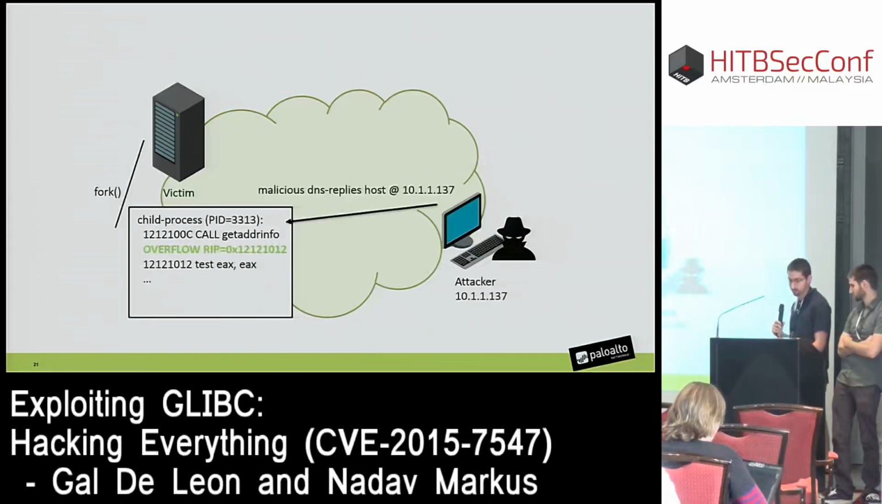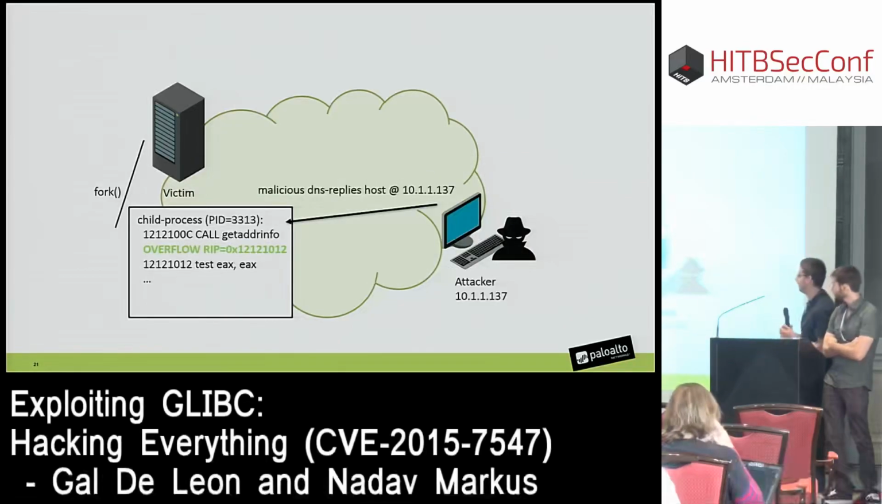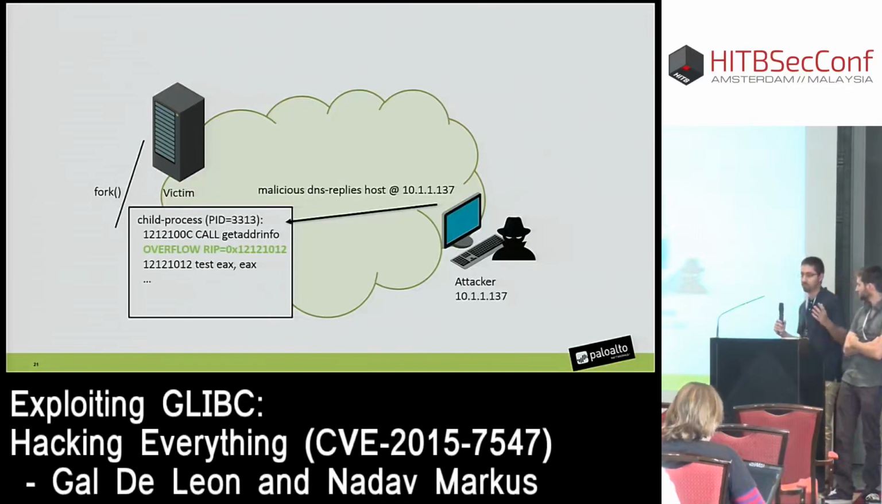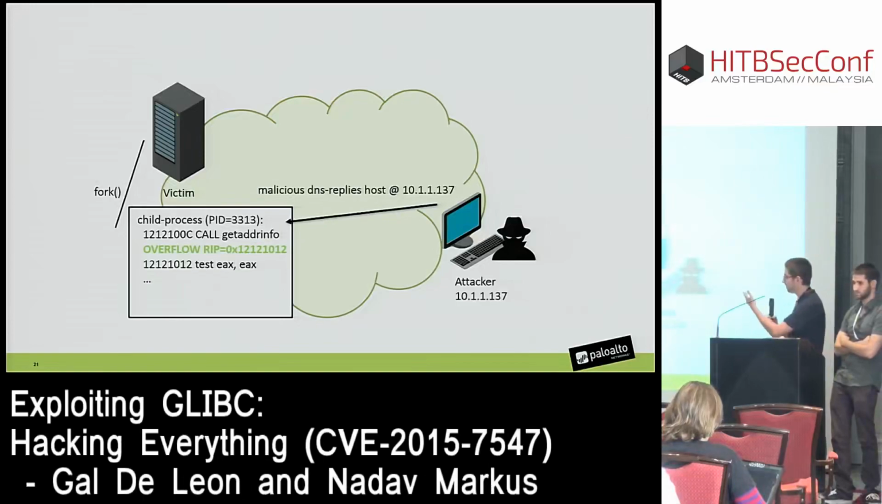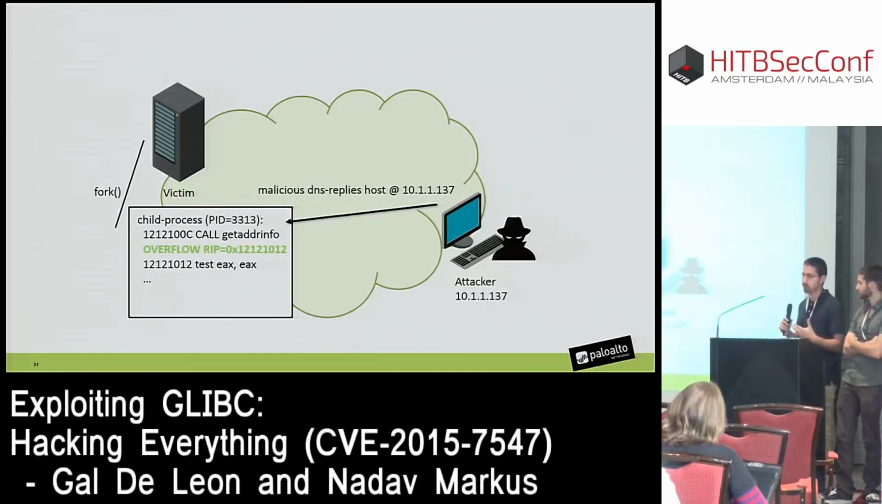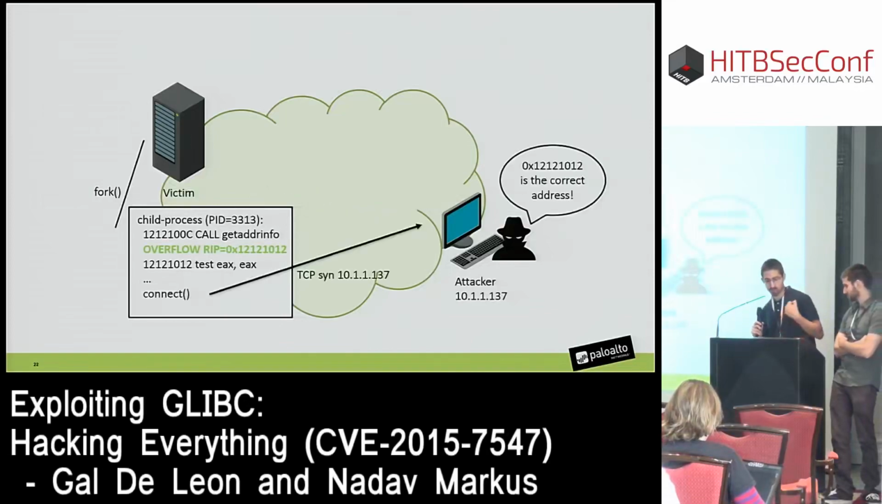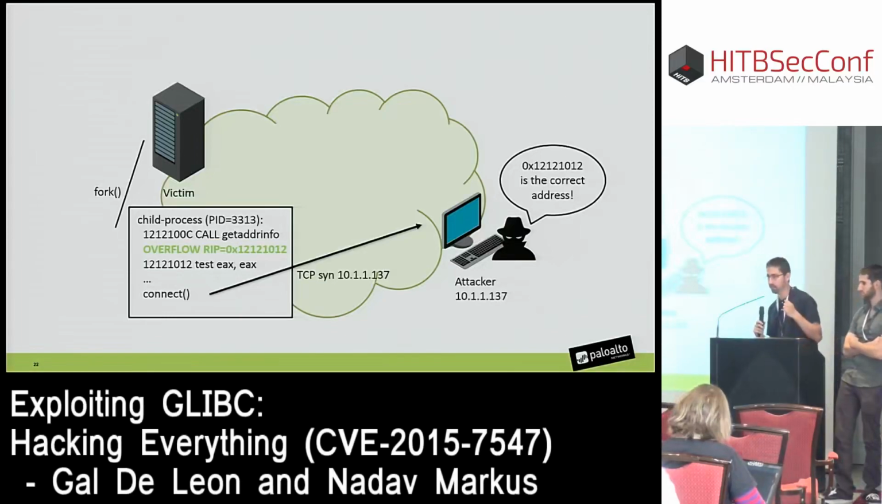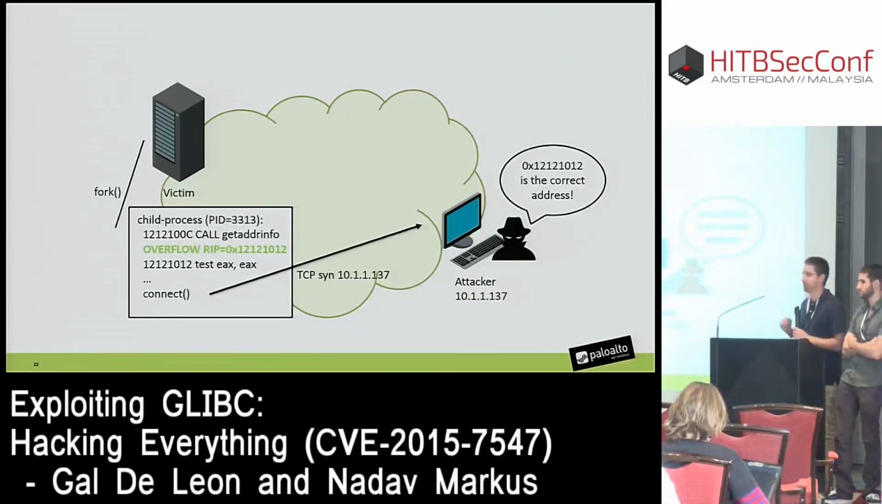So the attacker will again reply the same way, but this time let's assume that it chose the correct return address for getEditorInfo. So what happens next is that we execute the test EAX code and continue the execution of the child process as we should have been. Then let's assume the child process uses the connect function, supplying the EditorInfo structure returned from getEditorInfo as an argument, which will cause the child process to create a new TCP connection to the attacker's IP address.